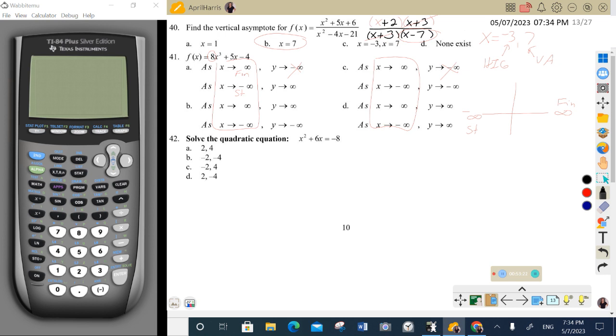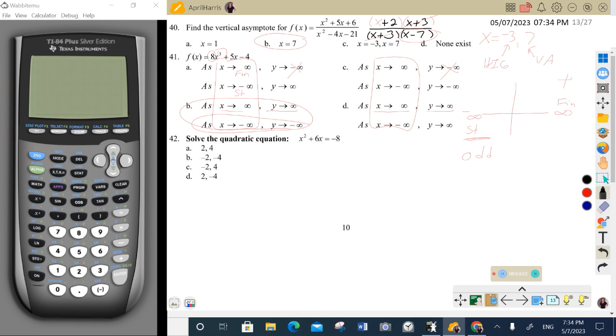As x goes to infinity, y goes to infinity, and it finishes positive. To tell how the graph starts, you look at your degree. My degree is odd. So we said it finished positive, and since it's odd, it's going to start opposite, which would be negative. So as x goes to negative infinity, we should have negative infinity as well. So B is the answer.